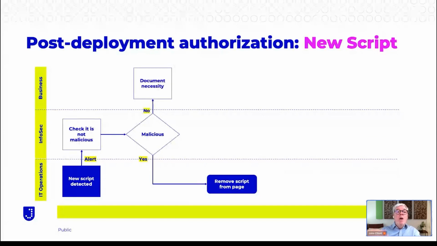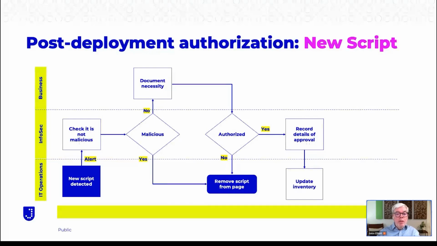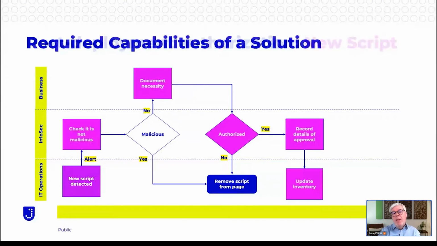If it's not malicious, we ask the business, why is that script necessary to be on the page? They'll tell us. We then say, is that going to be authorized? I've put that authorization in InfoSec. It could equally be in the business. It just needs to be somewhere. If it's not authorized, it gets removed from the page. If it is authorized, then we need to record details of the approval and update the inventory. So that will be the workflow for a new script, which means you then need to look at having the capabilities to do all of the things there in that nice pinky magenta color.